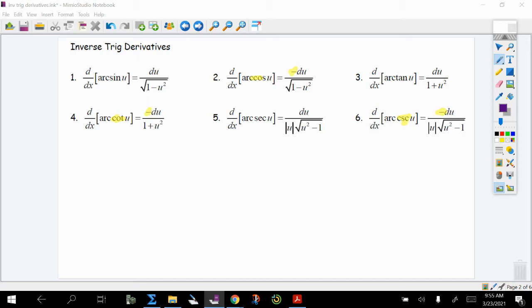With tangent and cotangent, there's no square root. It's the only one that doesn't have a square root. And it's also the only one that has addition. So it's really the most unique of all of them. It is 1 plus the u squared, or you could write it as u squared plus 1 because it's addition.